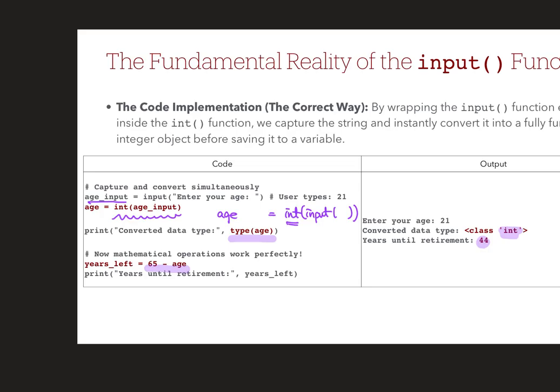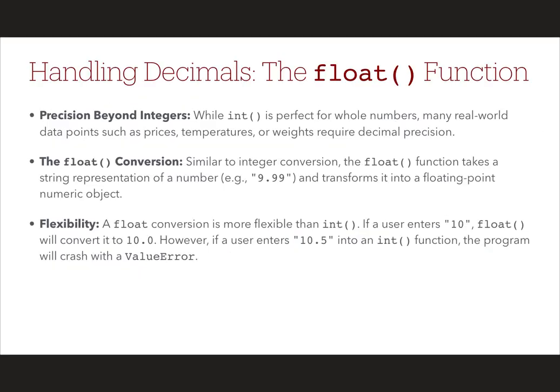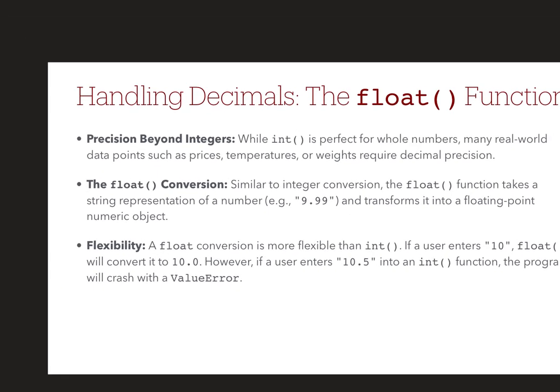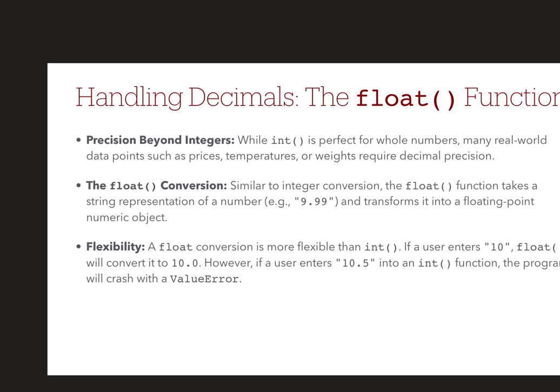One weakness of this current code is the following. While this int function is perfect for whole numbers, many real-world data points such as prices, temperatures, or weights require decimal precision. So in that case, for those types of variables, I need to convert the character string into appropriate float number. And for that purpose, we can use a float function.